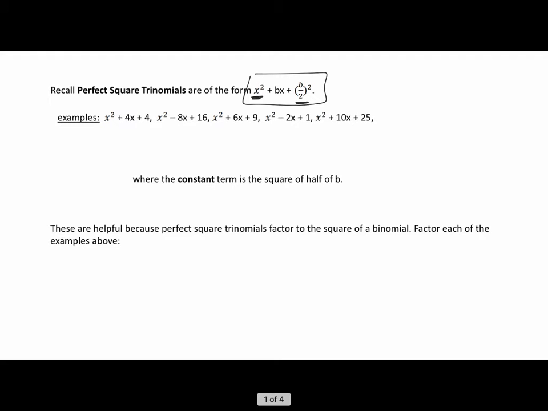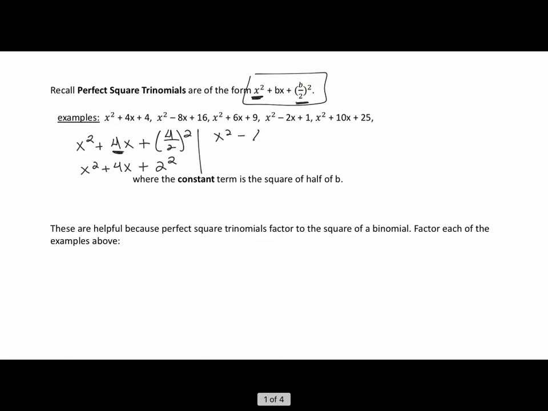Because here's some examples here. X squared plus 4x plus 4. So you'll see that x squared plus 4, so that's the b, plus half of b squared. So half of 4 is 2, and so that'll be 2 squared. Yep, that's in that form. Let's check another one here.